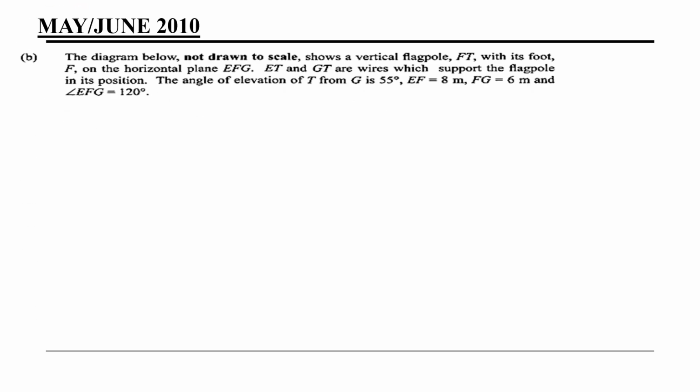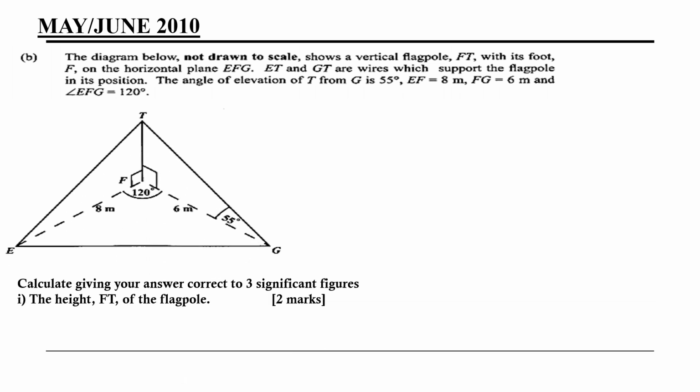Here we have the 2010 May-June question, and here we have our diagram. Now we're being asked to calculate, giving your answer correct to 3 significant figures, the height FT of the flagpole. So they're talking about here, FT. Okay, so if we take that triangle out, this is how it's going to look on this side here. So we have everything from the diagram here.